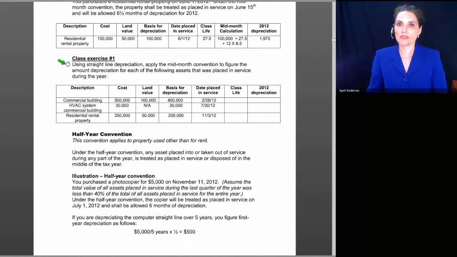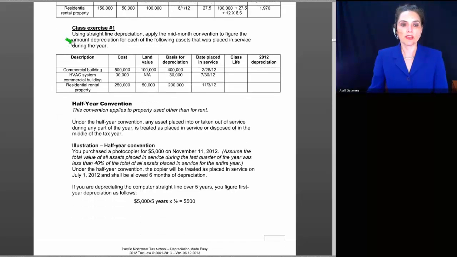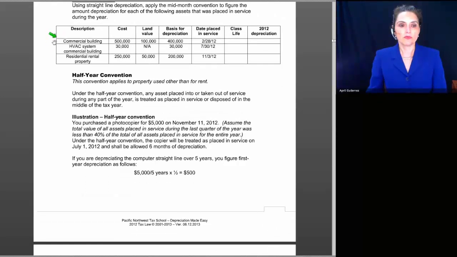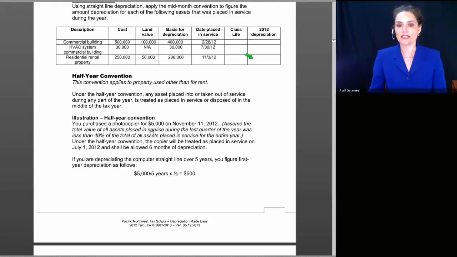Now, to just reinforce how that formula works, I've got a class assignment here for you, and I promised that you needed a calculator because we were going to stop and work on some classwork assignments together. This is the first one. And what I'd like you to do is, using the straight line depreciation system that I just showed you, apply the mid-month convention to figure the amount of depreciation for each of the following types of assets that was placed in service during the year. And here we have a commercial building, we have an HVAC system, and we have a residential rental property. So just take a couple of minutes and with your handy-dandy calculator, figure out what you think the depreciation is for each of these assets. Of course, you need to start with the class life, fill that in as well, and then enter the depreciation deduction that you figure.